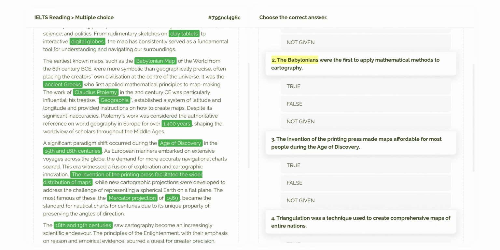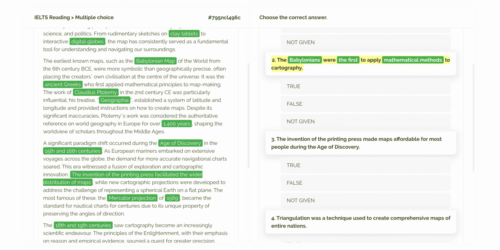The Babylonians were the first to apply mathematical methods to cartography. For this question, the keywords are Babylonians, the first, and mathematical methods. We need to check if the text says the Babylonians were the pioneers of using math in map-making. The second paragraph mentioned both the Babylonians and mathematics, so let's look there again.